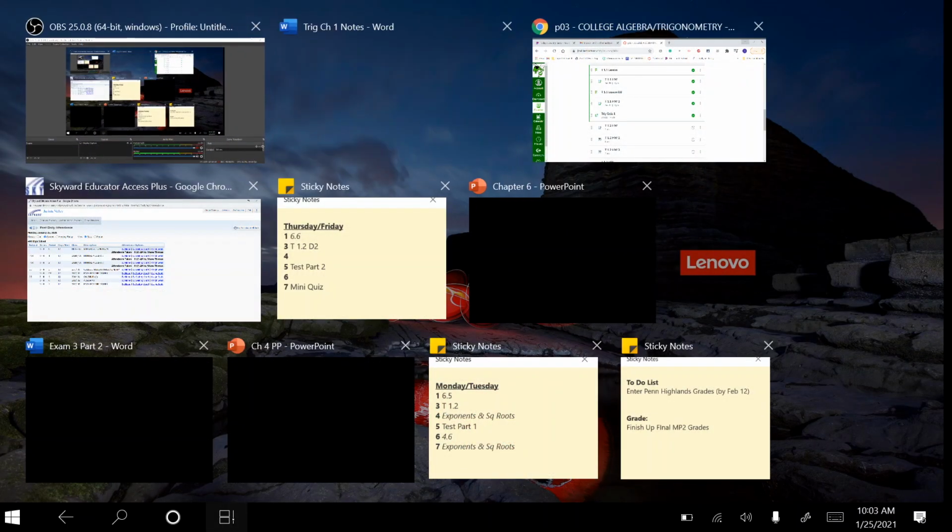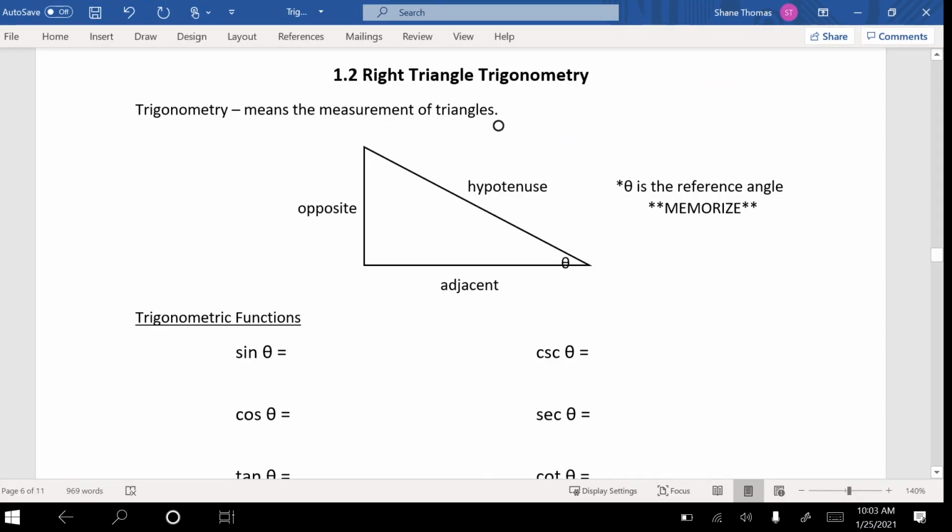Honestly, guys, this might be the most important lesson in trig. Okay? This is being dead honest. This right triangle trig, the relationships that we're going to talk about right now. If you don't remember anything from trig, this is what I need you to remember going forward. If you cannot remember these things, you're kind of going to be screwed going forward. Just being straight honest.